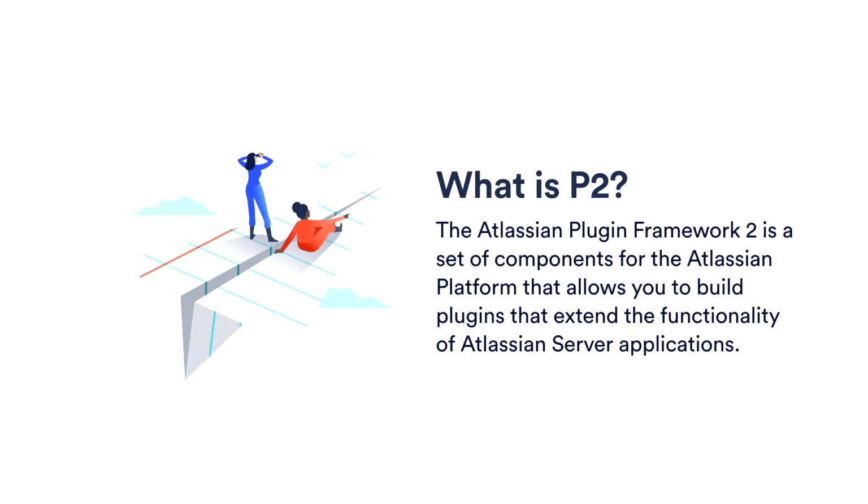So what exactly is P2? The Atlassian Plugin Framework 2, also known as P2 for short, lets you build plugins to extend the functionality of Atlassian server applications. The P2 framework is a set of components for the Atlassian platform, along with the plugin framework itself, which executes the plugins and manages the available plugin modules. The list of components is quite extensive. Some of the components we'll work with today include the Atlassian REST plugin module, the Atlassian user interface, and the Universal Plugin Manager.